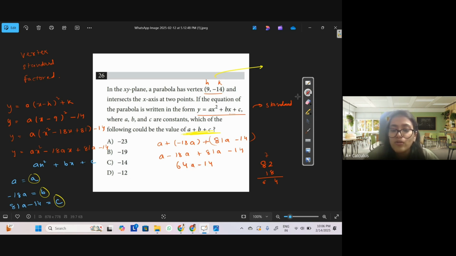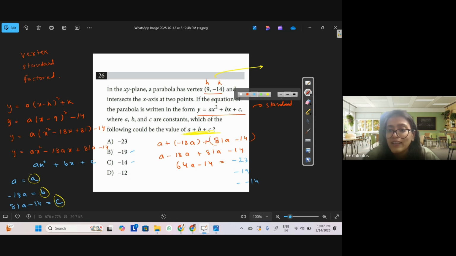Now you have to identify which of the following could be the value of a plus b plus c. And we have reduced a plus b plus c to this. So 64a minus 14 can be equal to which of the following options? Can it be equal to negative 23? Can it be equal to negative 19? Can it be equal to negative 14 or negative 12? Now, I mentioned at the beginning, just pause the video and think about it. How will you figure out that 64a minus 14 will be equal to what?